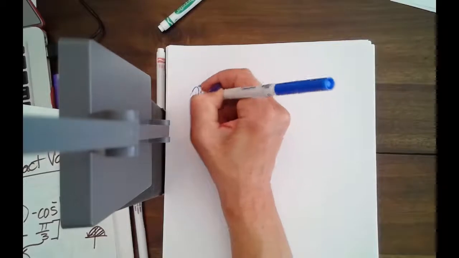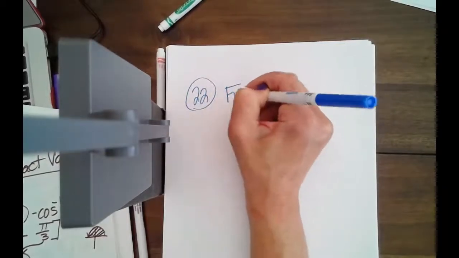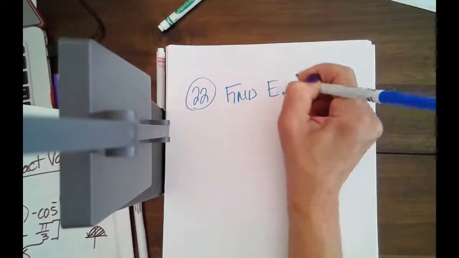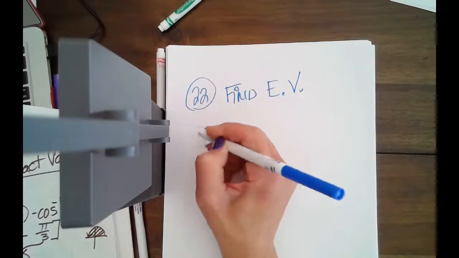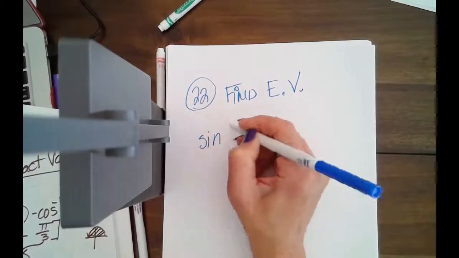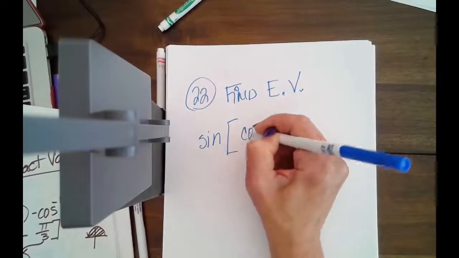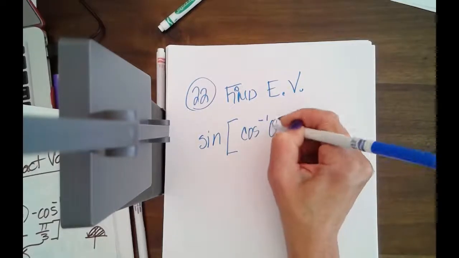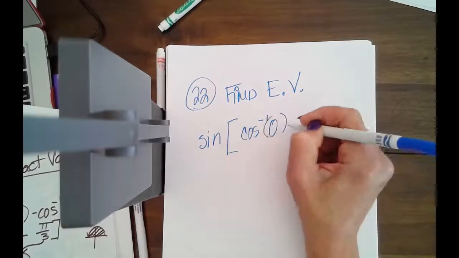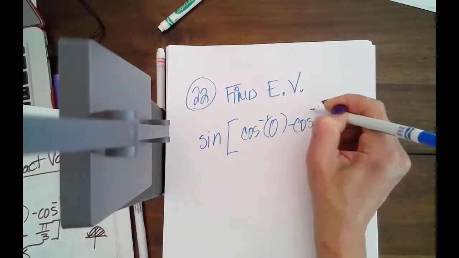22. Find the exact value. Okay, we are given sine, and now we have inverse functions, guys. We know what to do with these, though. Minus the inverse cosine, 1/2.